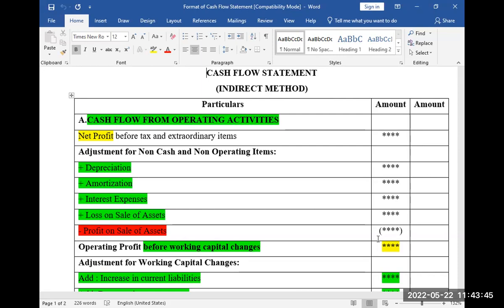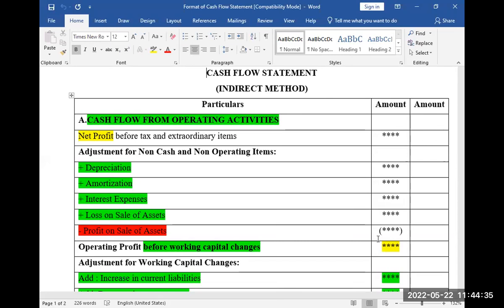Similarly, non-current liability increases means inflow of financing activity. Very good. Non-current liability decreases means outflow of financing activity. Now we should understand what is non-current liability and what is non-current asset. Land and building, furniture, plant and machinery are examples of non-current assets. Equity share capital, preference share capital, debenture and bank loan are the normal examples of non-current liabilities. These two are easy to find out from the balance sheet.